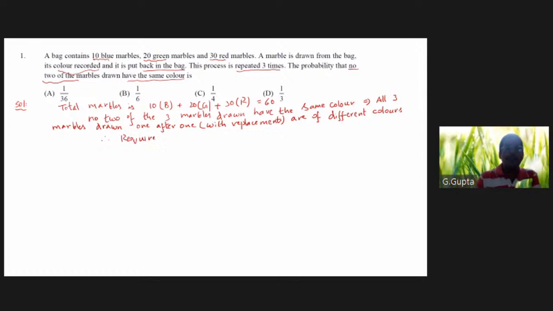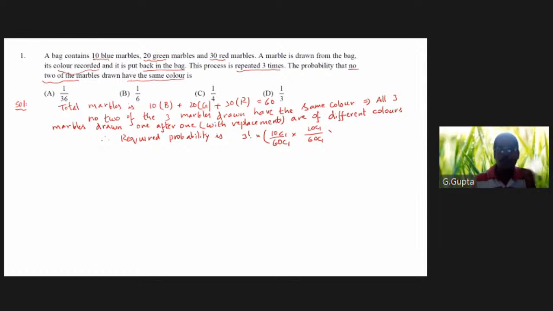Required probability is 3 factorial, 6 ways, into each way is 1 blue marble out of 60 marbles. 1 marble can be drawn in 60C1 ways. That first marble, say blue marble, 1 blue marble can be drawn from 10 blue marbles in 10C1 ways, because it is replaced, so there is no change in the total marbles. Again 60C1. The second marble is green. There are 20 green marbles. 1 green marble can be drawn in 20C1 ways.